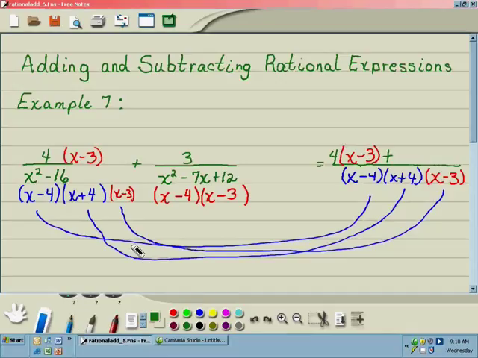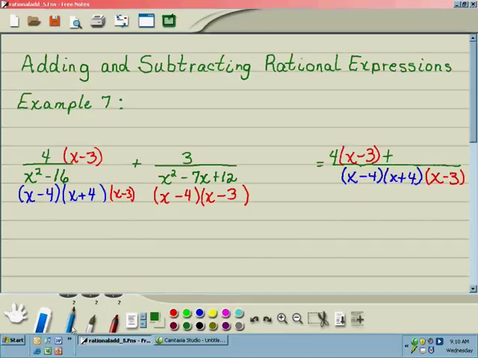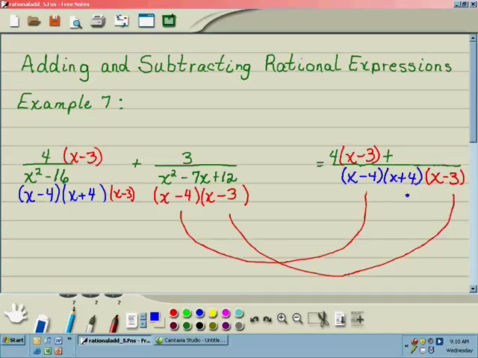And then I'm going to look at the second fraction, and I'm going to see what matches up for it. And in this case, the x minus 4 matches, the x minus 3 matches, but notice this x plus 4 does not match with anything. And so that's what I need to multiply both on the bottom, and since I multiplied on the bottom, I will multiply on the top as well. And again, I'm going to transfer that over.